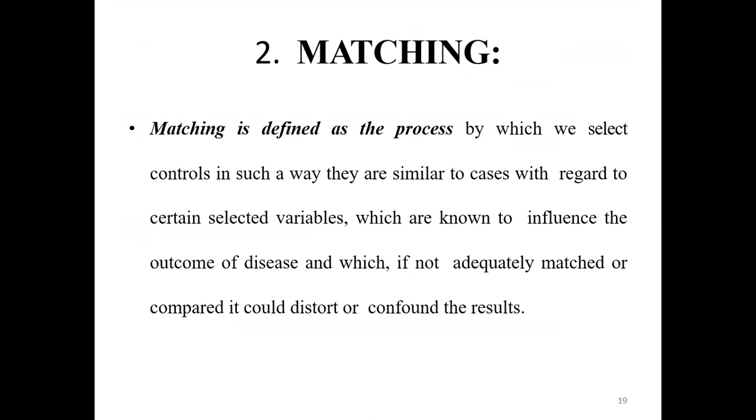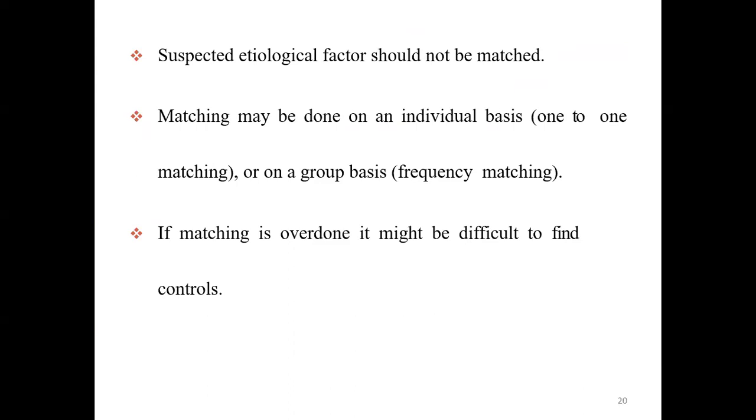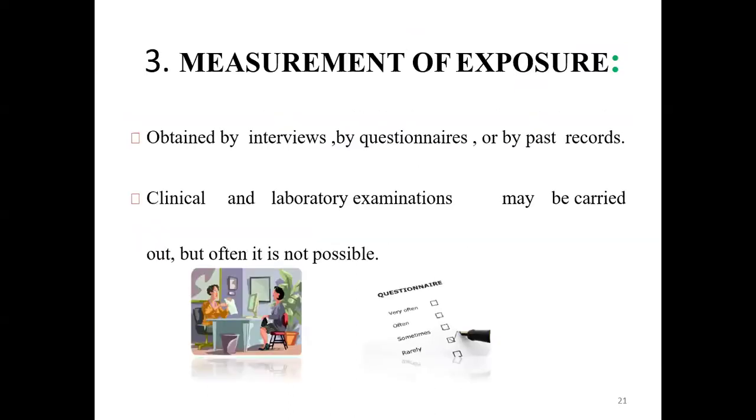Matching. Matching is defined as a process by which we select the control in such a way that they are similar to cases with regard to certain variables which are known to influence the outcome of the disease and which, if not adequately matched or compared, can confound the results. So suspected etiological factors should not be matched. Matching may be done on individual basis or group basis. If it is overdone, it can be difficult to find the controls.